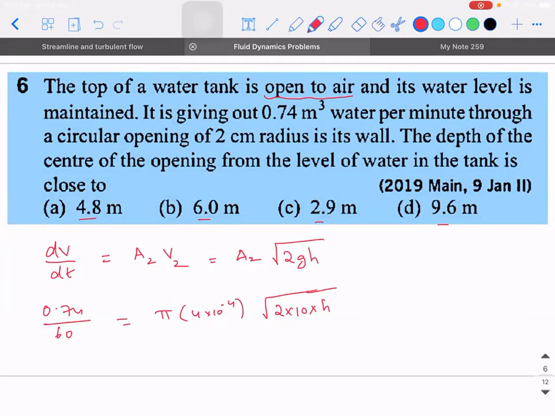The calculation will take some time. You can do it later, but I hope you understood the concept. We'll move on to the next one. The answer that is given is 4.8. You can check it out.